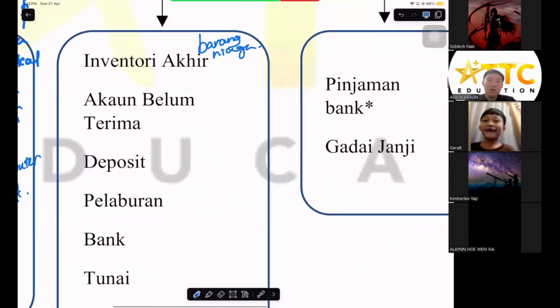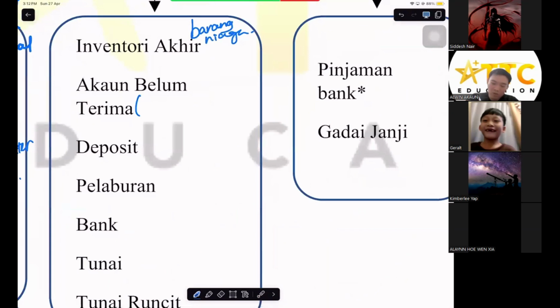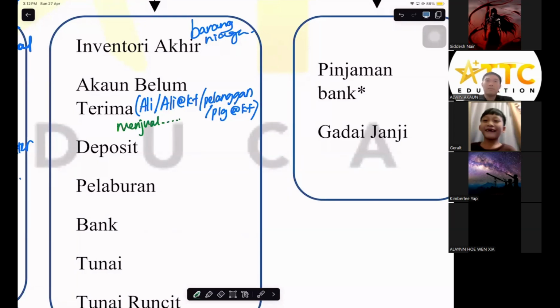ABT is your customer. Sometimes they use the name, only got name. Or ahli secara credit. Or sometimes they use the word pelanggan instead. Or pelanggan secara kredit. And normally you see them using the kata kerja menjual in front. Okay, so these are your customers who owe you money, hutang.